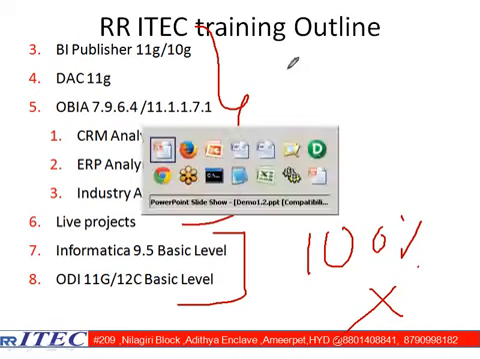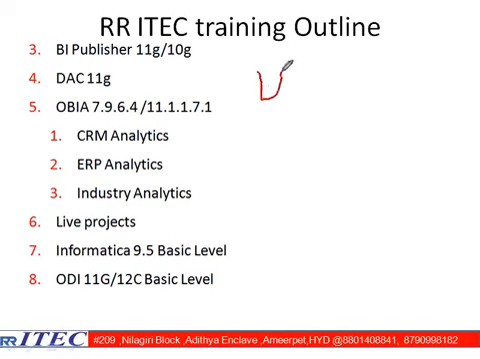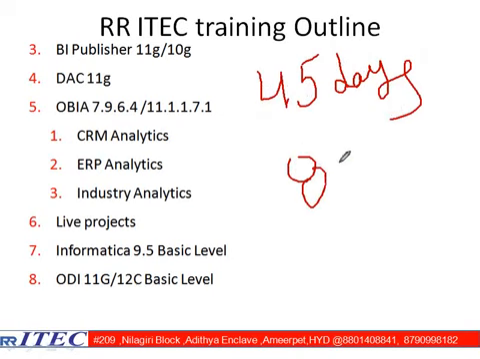The total duration for this course is 45 days. The total number of hours is 80 hours of training. Monday to Friday, every day 1 hour. Saturday and Sunday, 4 hours. That's how we are going to cover 80 hours of training within 45 days. As part of the training, we are going to cover all these things. Am I clear? Now I am done with my explanation, my demo.